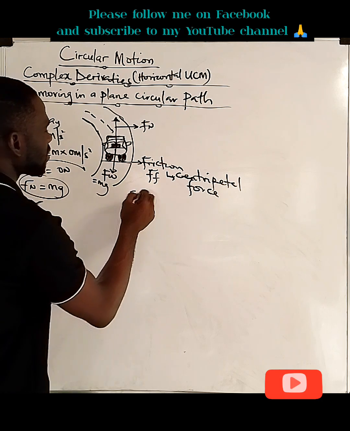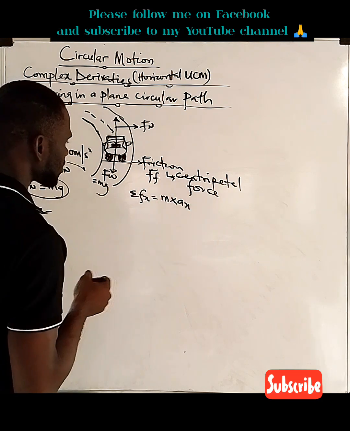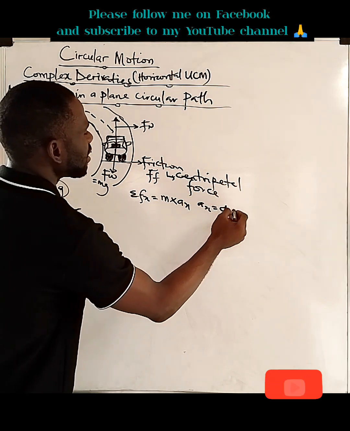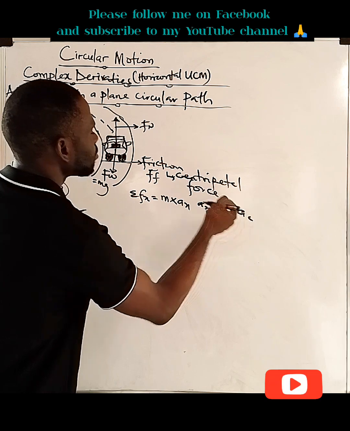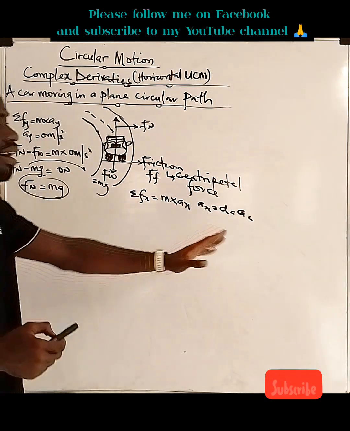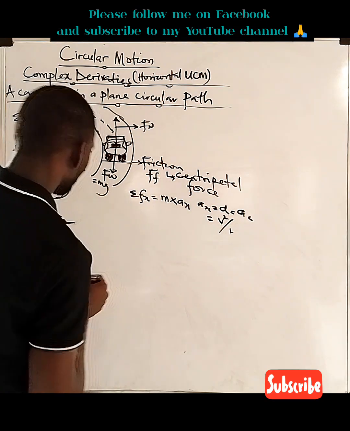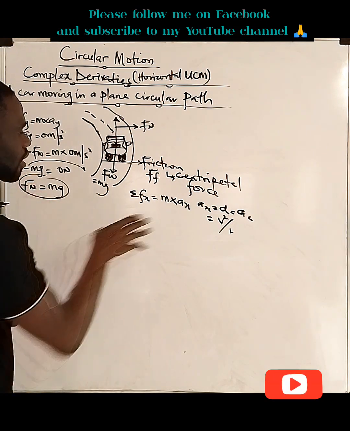So the sum of forces along the x-axis will be mass times acceleration along the x-axis. Acceleration along the x-axis is what we call the centripetal acceleration. I like to use alpha, or you just use a centripetal acceleration, or angular acceleration, which equals v squared over r. One of the major formulas, v squared over r. Okay, now what do we do next?